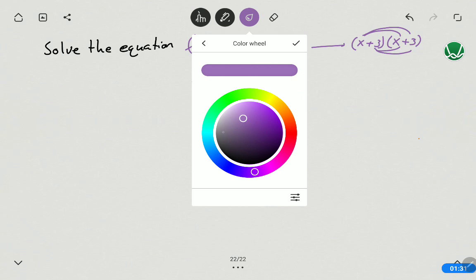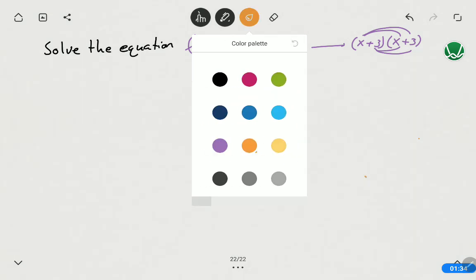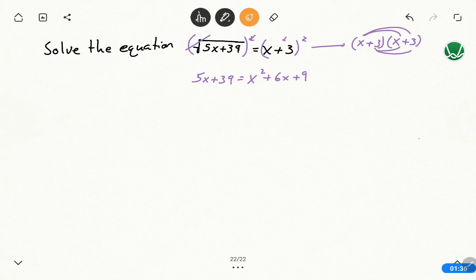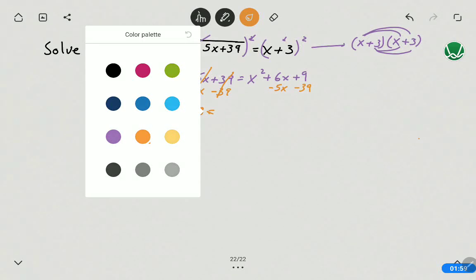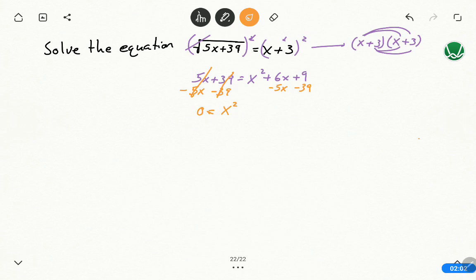After simplifying the perfect square there, we go on to solve the equation. So we no longer have a radical, so we have to solve this resulting equation. Based on the exponent, I would say it's a quadratic equation. So I'm going to move everything to one side. I'll subtract 5x from both sides. I'm going to subtract 39 as well from both sides. Everything on the left side is going to cancel, leaving us 0 equals x squared. 6x minus 5x is 1x, positive 1x, or just x. And then 9 minus 39 is negative 30.